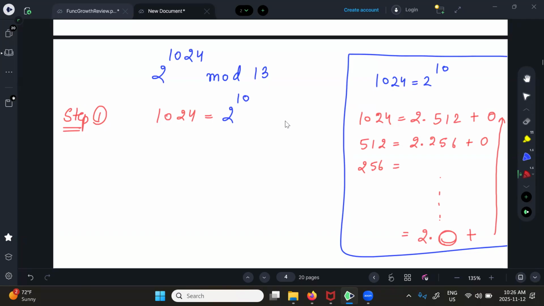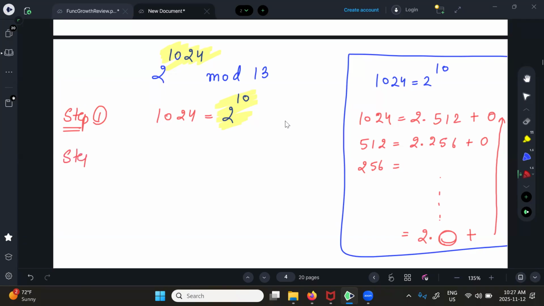Now that you have this, step 1 is done. I have written the power as a power of 2, or a sum of powers of 2. This is the first goal that you have to do. Because it's 2 to the power 10, you know what it means? It means I need to square 2, 10 times to get this power. You know there was a question, how many squaring steps do we need? We need to square it 10 times. Good?